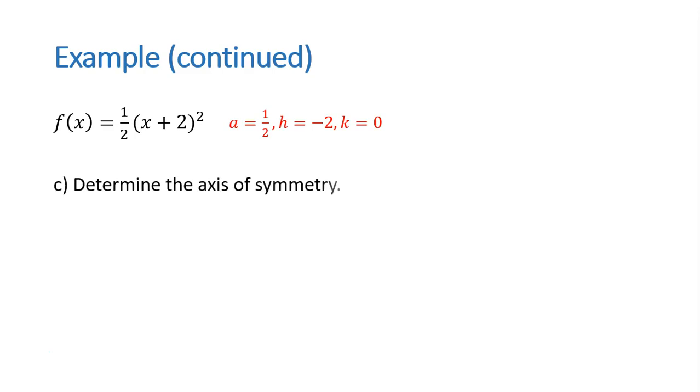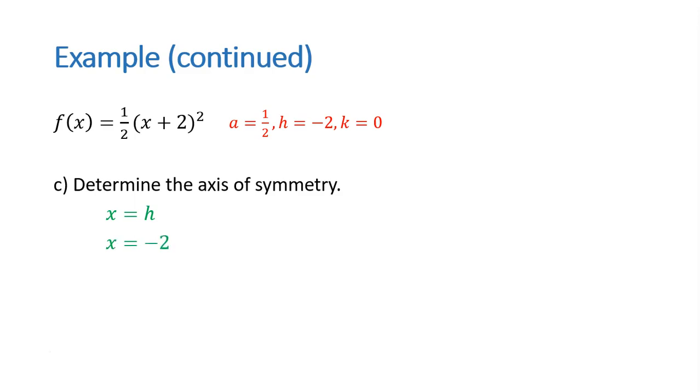Let's keep going. So let's find our axis of symmetry. Once we've got the vertex, that's pretty easy to find. It's always the line of the form x equals h. So it's the vertical line that goes through the vertex. In this case, our h is -2. So our axis of symmetry is going to be x equals -2.